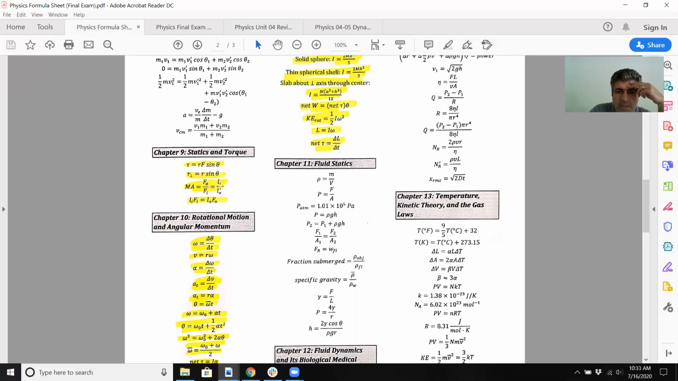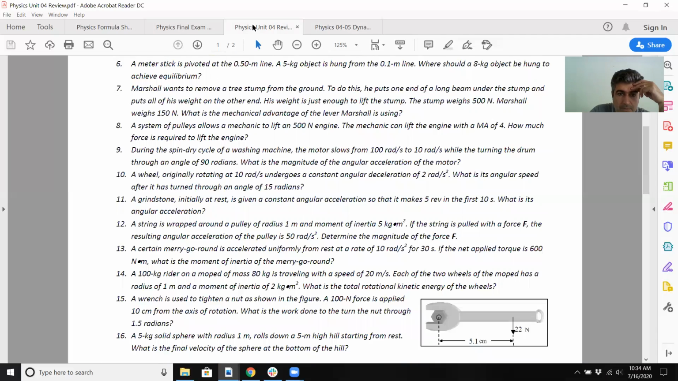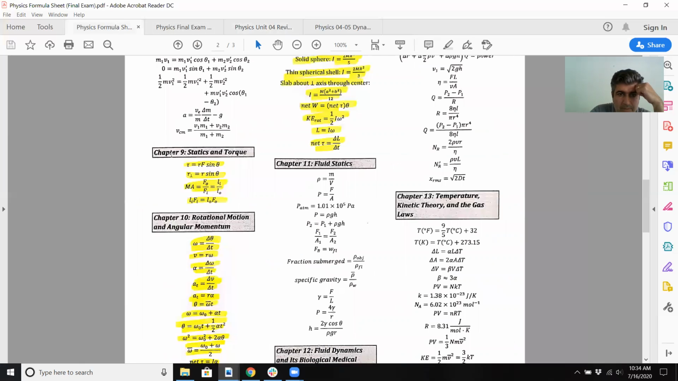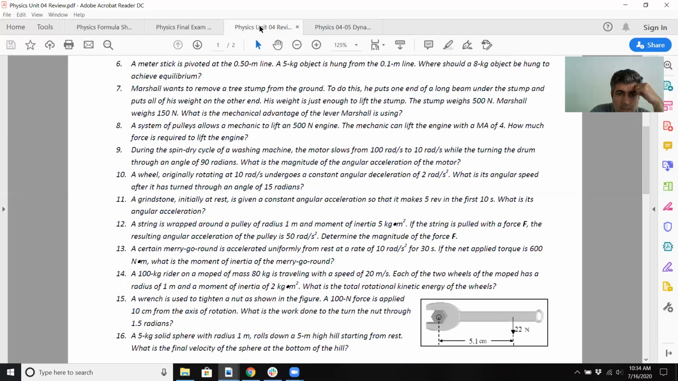But L stands for the length of the lever. So, in that case, you guys should be okay with that because you'll definitely know both forces. So you can kind of work that out. That's not too hard there. A system of pulleys allows mechanical lift of a 5 Newton engine, with a mechanical advantage of 4. That's going to be easy. Just use that formula again for mechanical advantage.